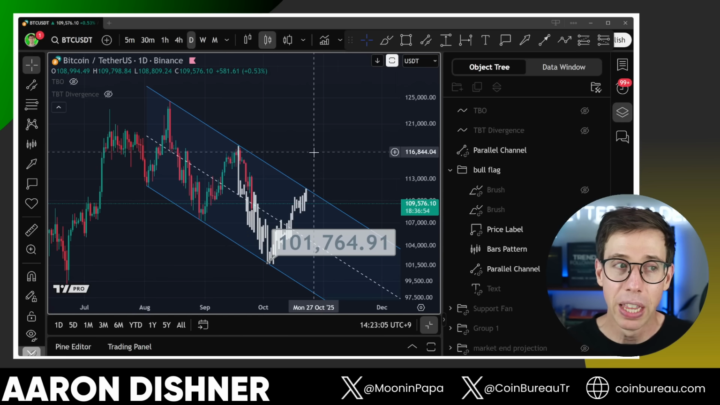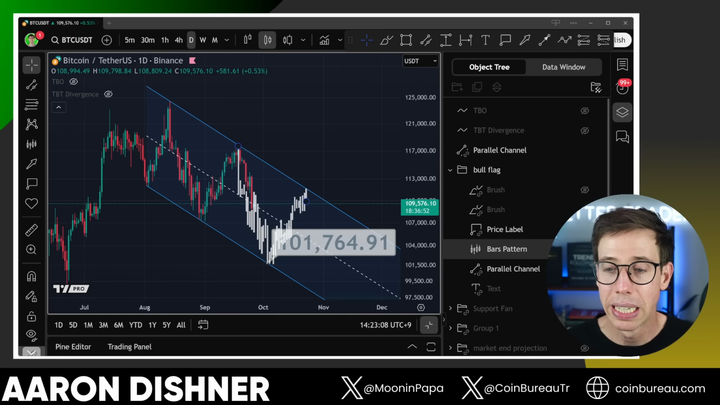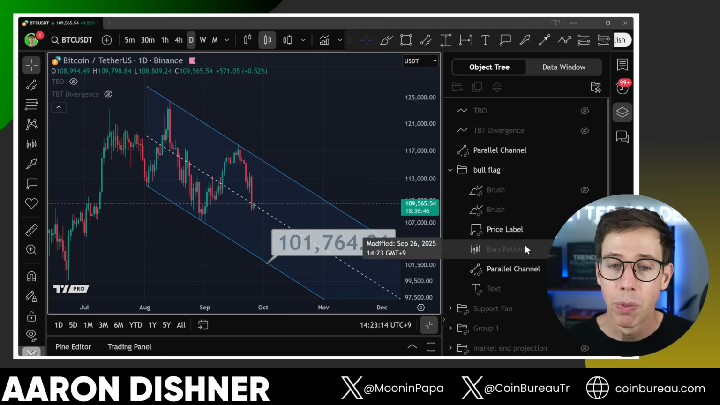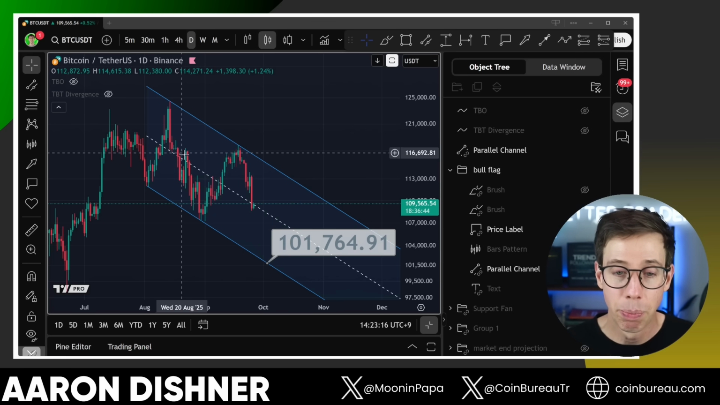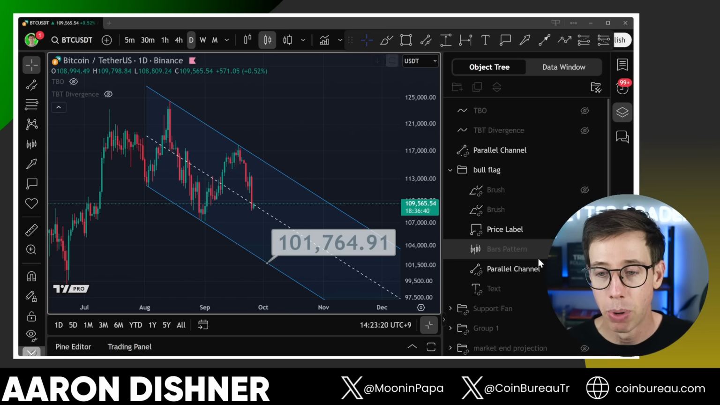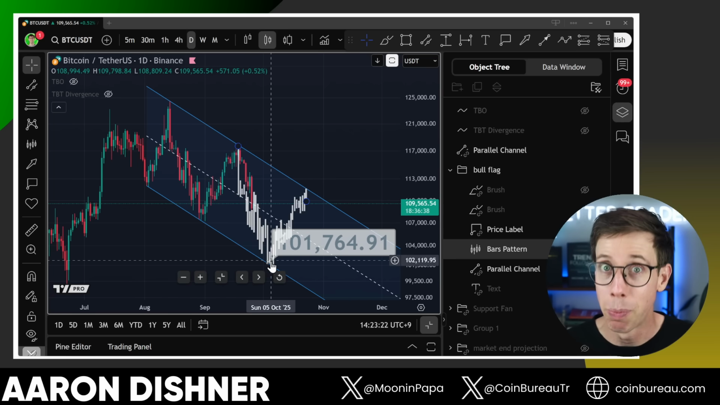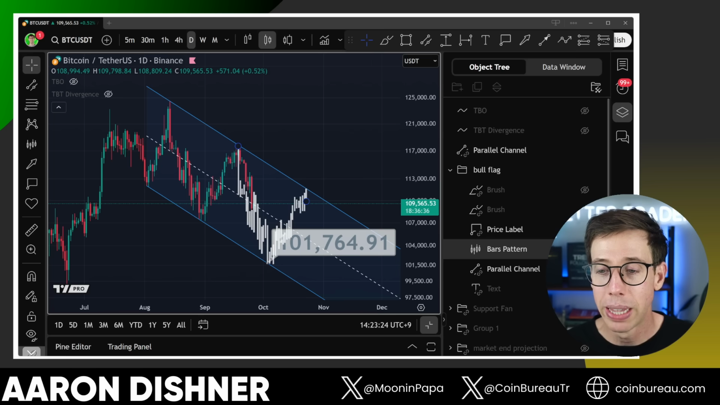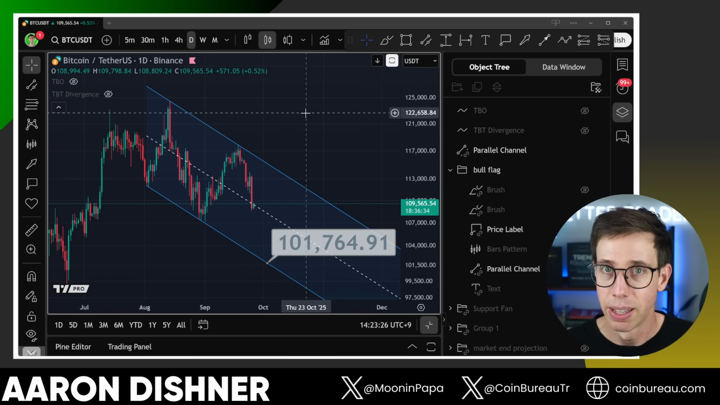So if things continue to get bearish for BTC, and this is a big caveat, a big bold asterisk, and if we see an exact copycat of the price action here, we will see a drop down to $101,000 if it repeats the same thing, which usually doesn't happen.